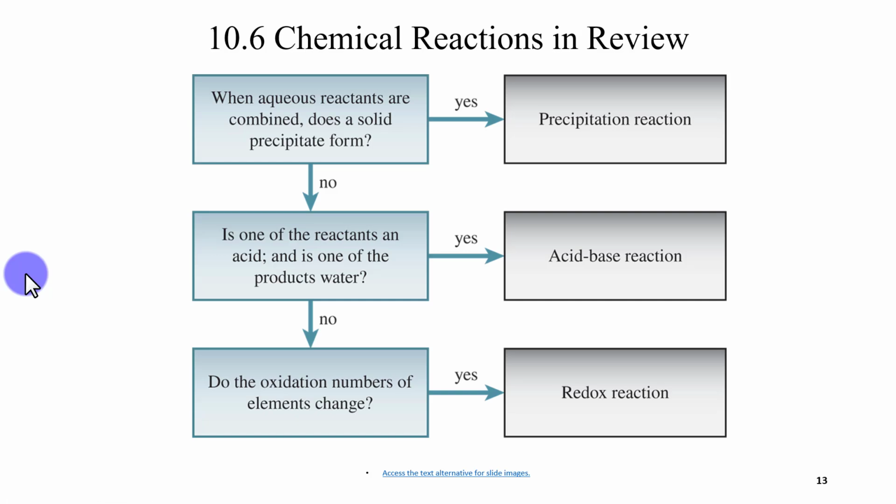Let's take a look, basically a review of the chemical reactions here. So if an aqueous reactant is combined, do I have a precipitate forming? If I do, then it's a precipitation reaction. If no, then is one of the reactants an acid? Is one of the products water? If yes, then it's an acid-base reaction. If no, then do oxidation numbers of these elements change? If they do, then it's a redox reaction.